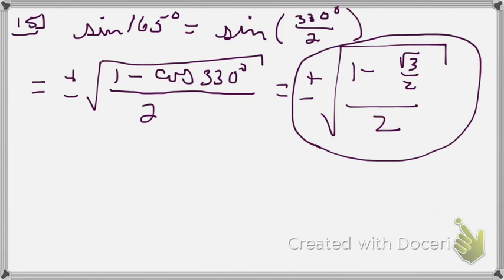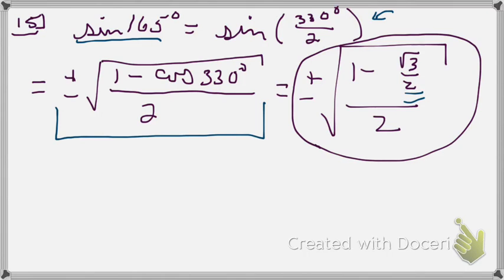Let's see. Moving on. Oh, number 15. The sine of 165 degrees, I thought of that as the sine of 330 degrees divided by 2. And then I looked on the formula sheet, and I got plus or minus the square root of 1 minus the cosine of 330 degrees divided by 2. Cosine of 330 degrees is the square root of 3 over 2. And I would leave it just like that. Not the only way you could do that problem, that's just the way that I did it.